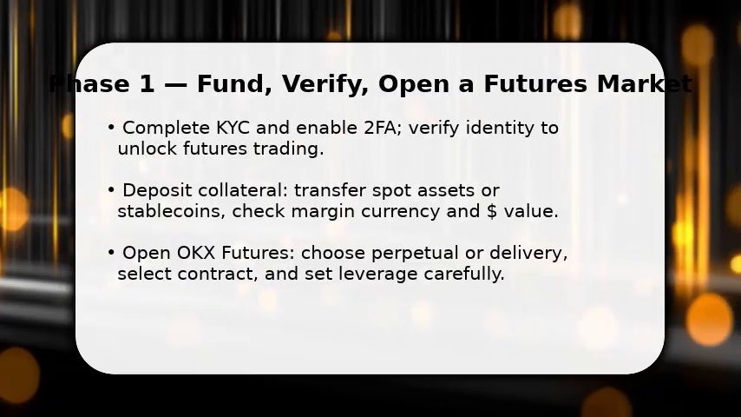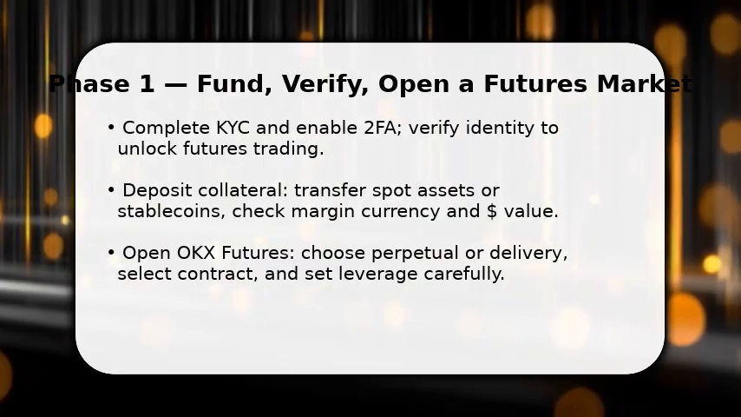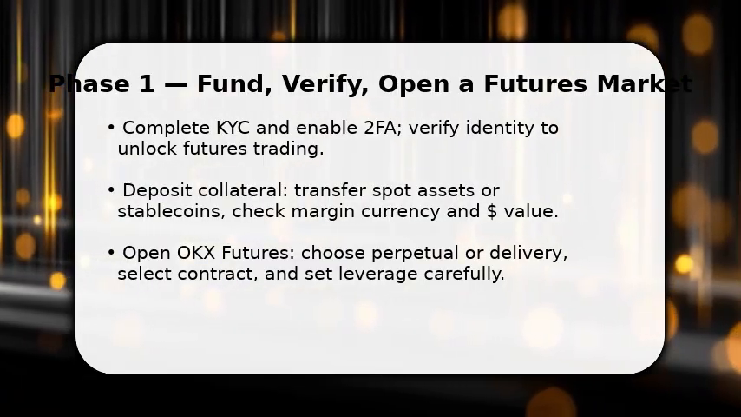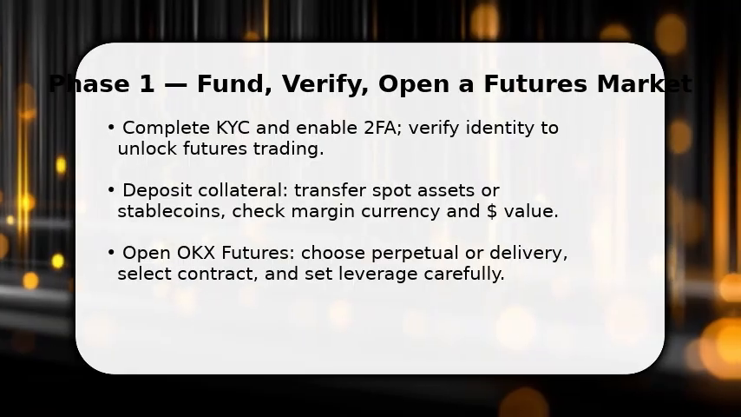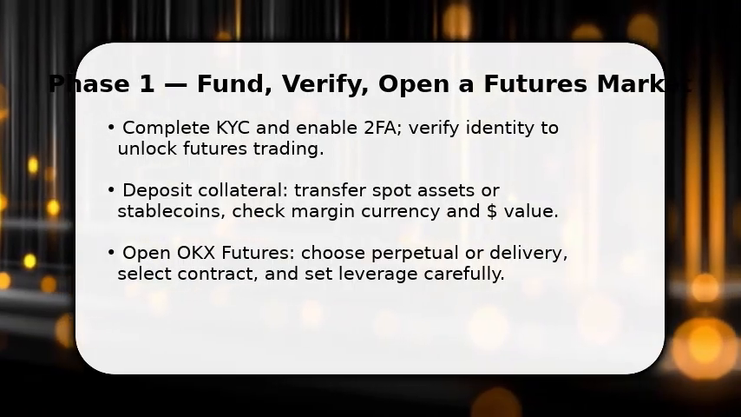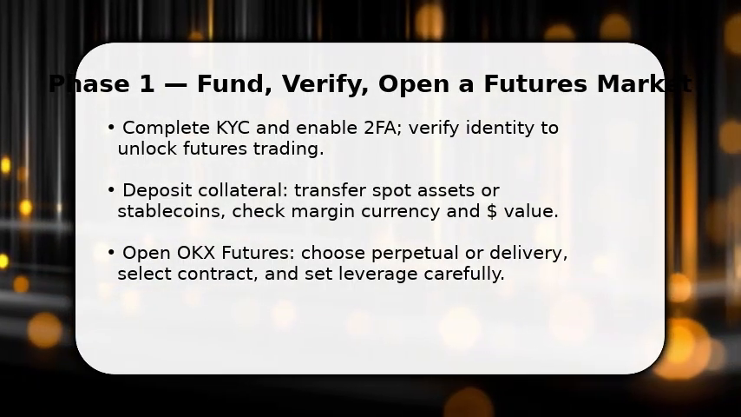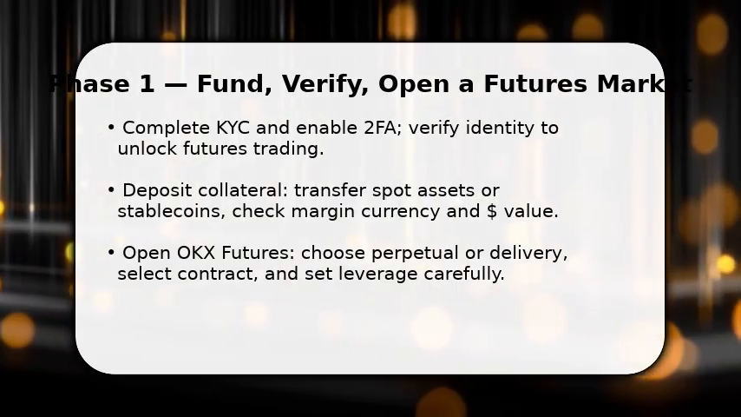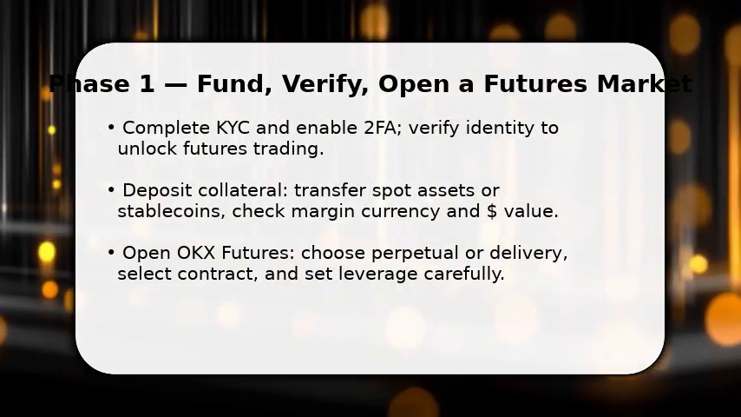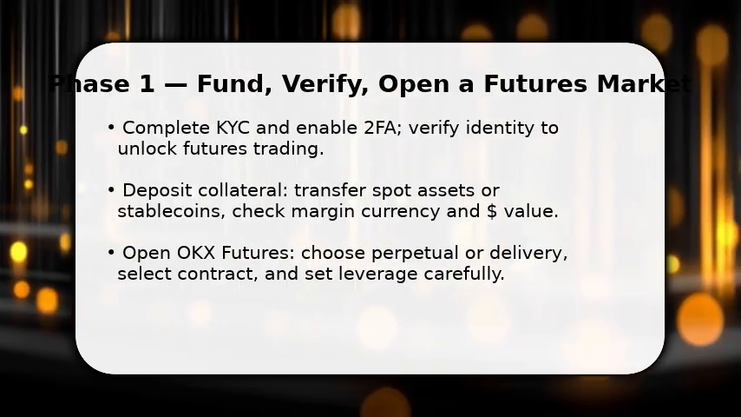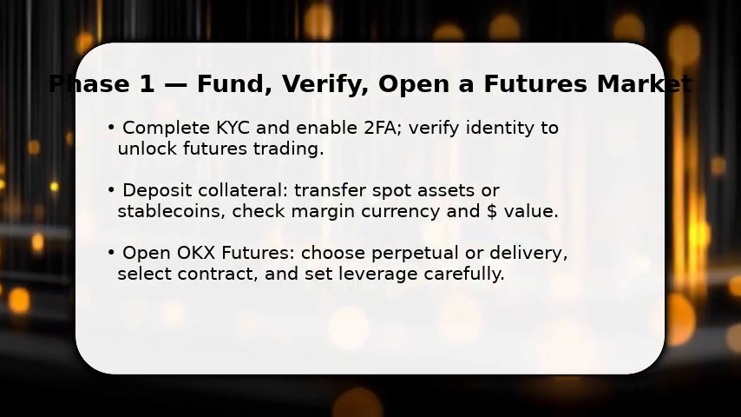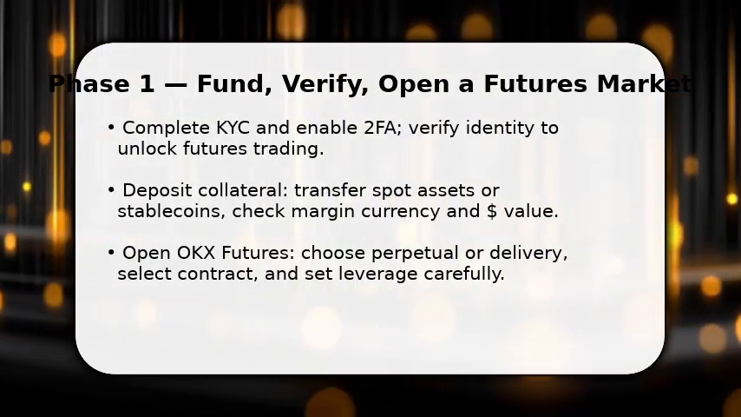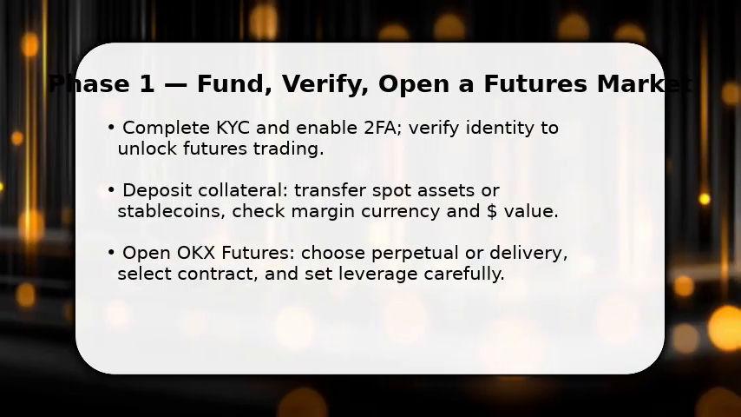You begin by verifying identity and securing your account. Enable 2FA and confirm KYC to unlock futures. Next, fund your futures wallet by transferring spot or stablecoins. Check collateral value in dollar and select your margin currency. Finally, navigate to futures, choose perpetual or delivery contracts, and set initial leverage. Do this now to position yourself.